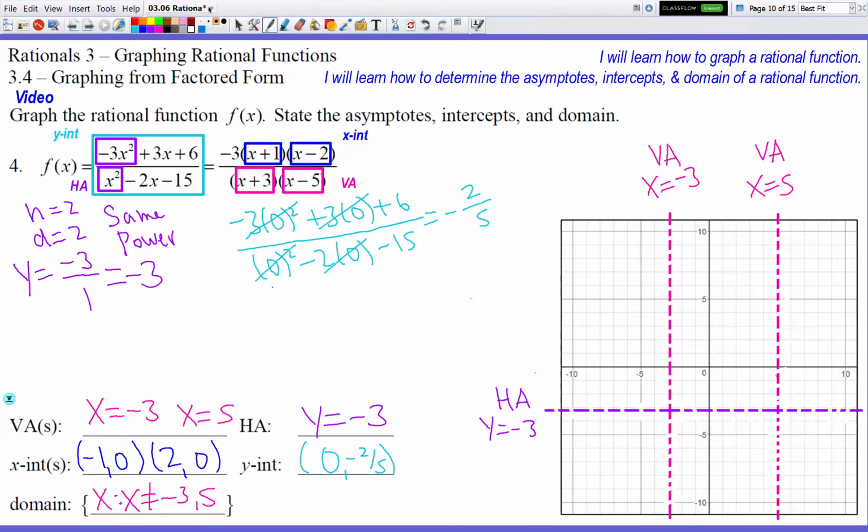That's not good. Okay, so change the stylus back to skinny. And let's put blue ink because I'm gonna plot the x-intercepts. So I got an x-intercept at negative 1, comma 0. Got an x-intercept at 2, comma 0. And then a y-intercept at 0, comma negative 2/5. So I think that's right about here.